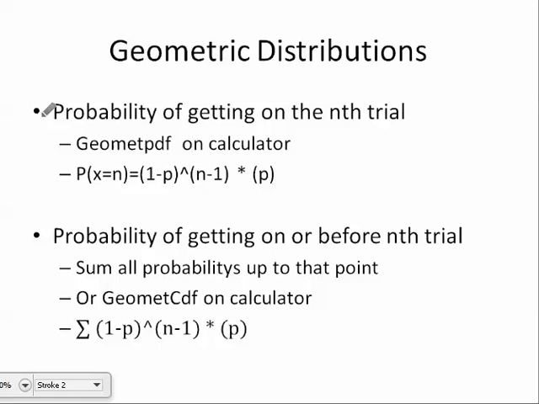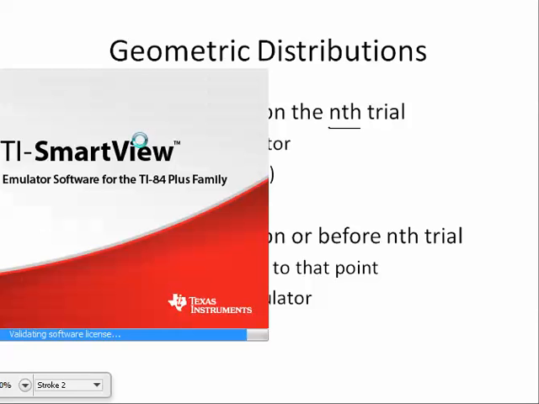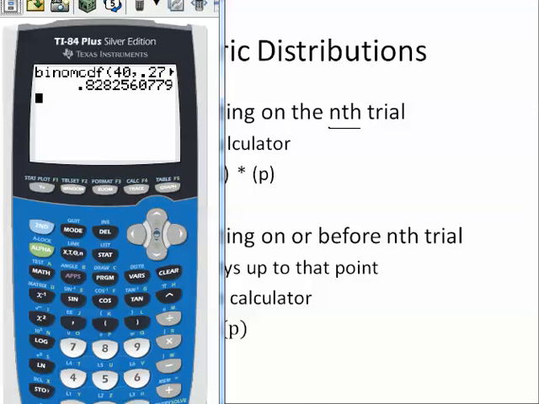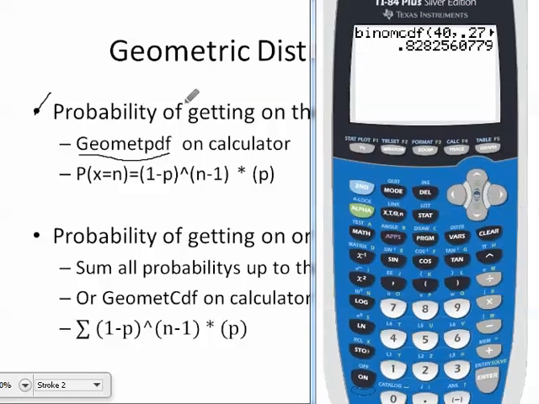When we're looking at geometric distributions, there's a probability of getting it on the nth trial, and that can be done on the calculator with geometric PDF. PDF means the probability distribution function, and you're finding the area underneath the curve. Actually, if you calculate it, it's the probability of X equaling n.